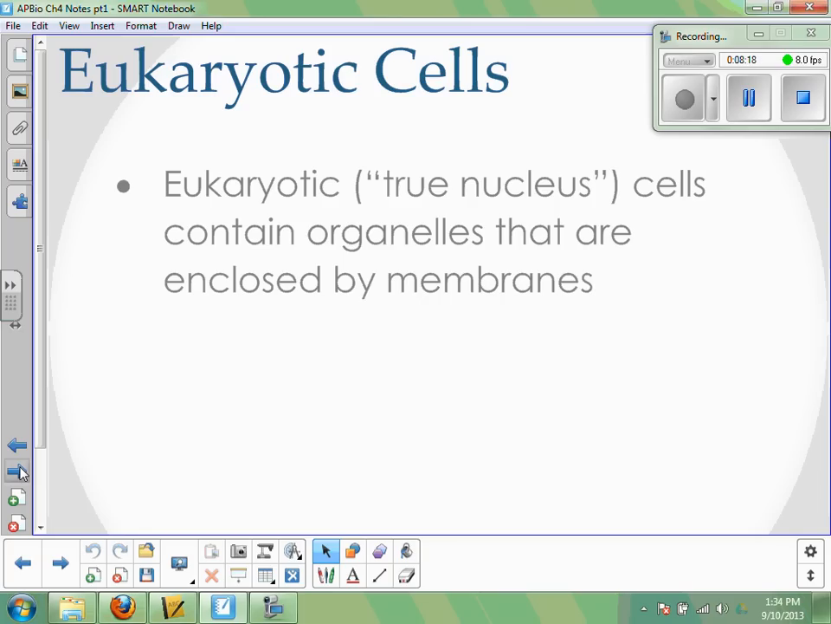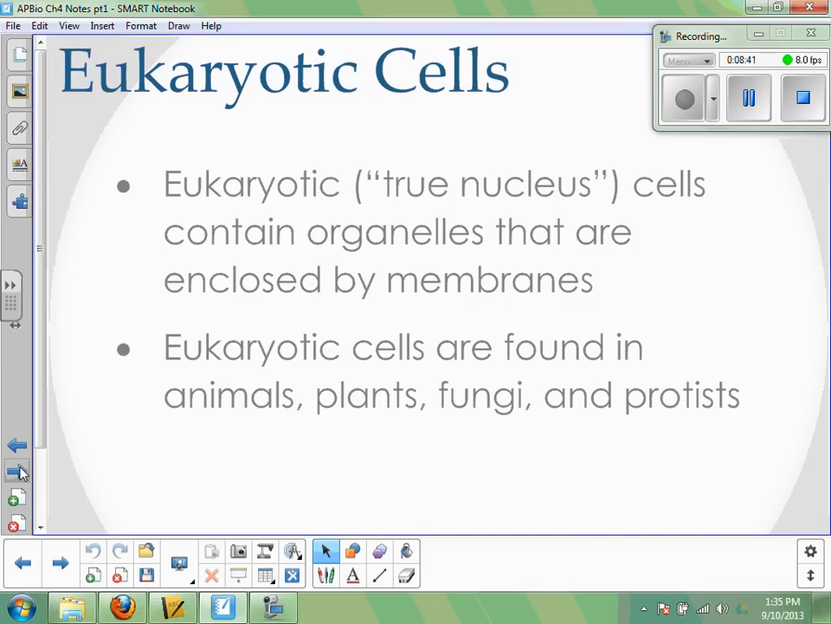The term eukaryotic, the prefix eu means true, and we already said the karyo refers to the kernel or the nucleus inside a cell. So these are cells that have a true nucleus to them, a nucleus with a membrane. And it's not just the nucleus that has a membrane, there are many other organelles inside that have membranes too. So if you see those internal membranes, it's a eukaryotic cell. And eukaryotic cells are what we find in all animals, all plants, all fungi, and all protists. Anything except for bacteria or archaeans has eukaryotic cells.